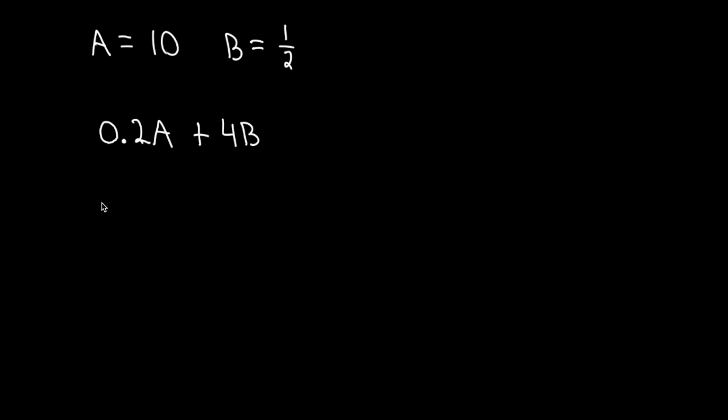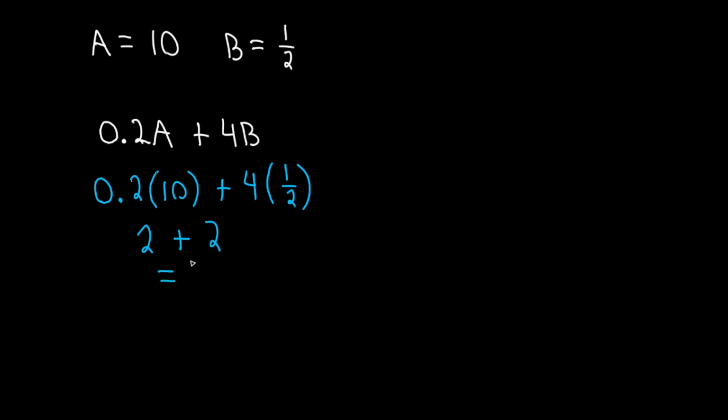So plug in our variables first. 0.2 multiplied by a, which we're told is 10, plus 4 multiplied by b, which is 1/2. So 0.2 times 10, and you might need a calculator, that's fine. 0.2 times 10 is 2. And we're going to add it to 4 times 1/2, which is also 2, for our answer of 4.